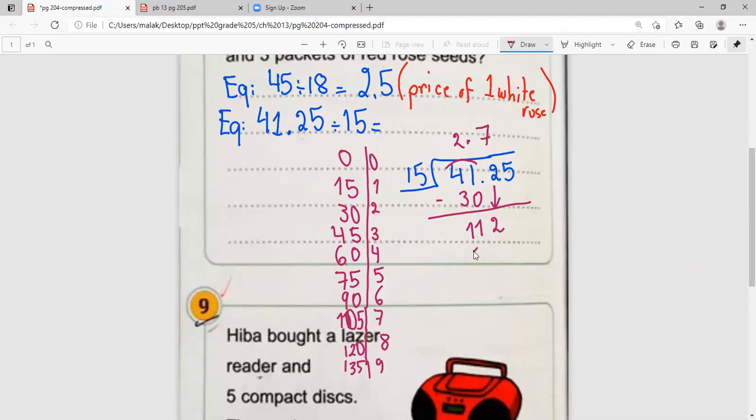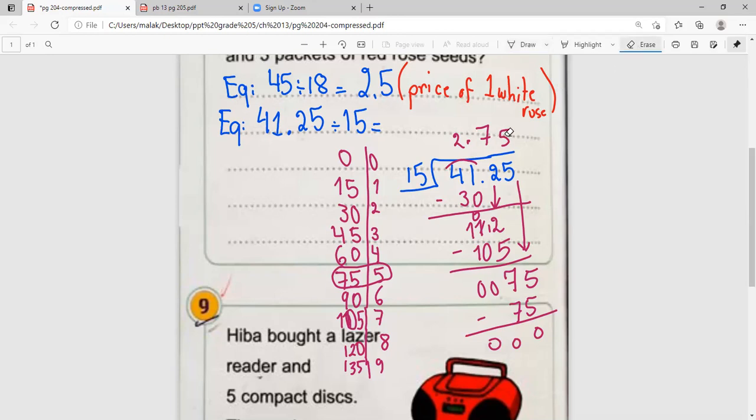105. 2 is less than 5, so we need 12 minus 5, 7. Then we bring down 5. 75. Do we have 75? So 5 up. So what is the price of one red rose? 2.75. Excellent, Bilal. Thank you.